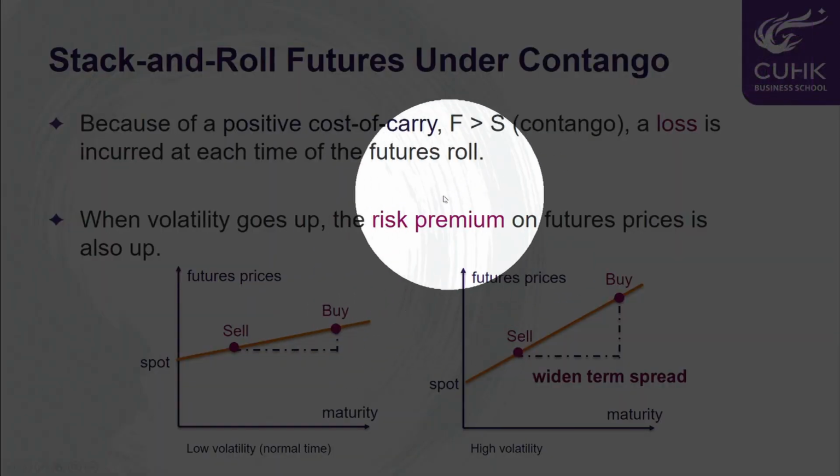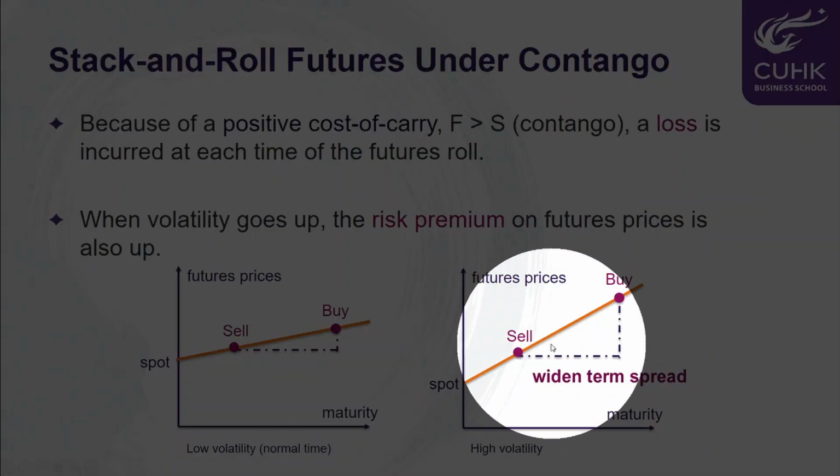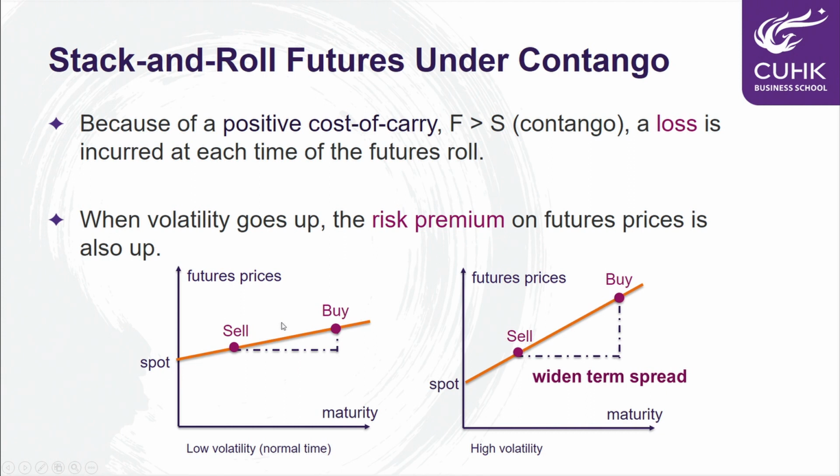But during a time of uncertainty, market investors will demand a higher risk premium. After accounting for this higher risk premium, under uncertain times, the term structure will be widened. Because of this, when the ETF issuers do the roll, they need to sell low and buy high. In the normal days, they just need to sell low and buy at a relatively higher price. But in uncertain times, they have to sell low and then buy at even higher prices. So the negative roll yield effect is much more severe during uncertain times.